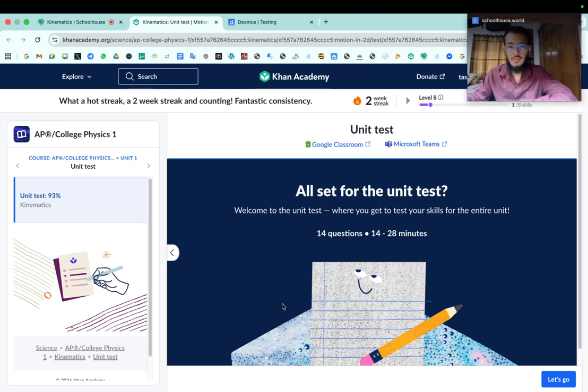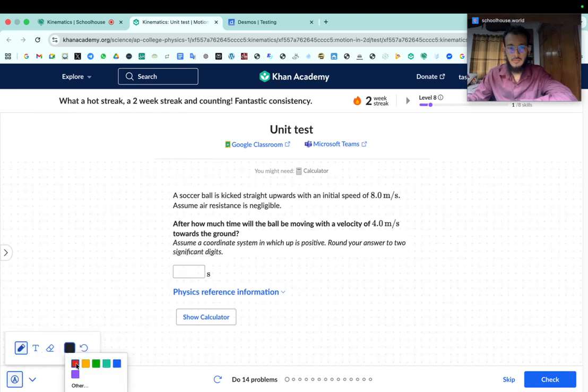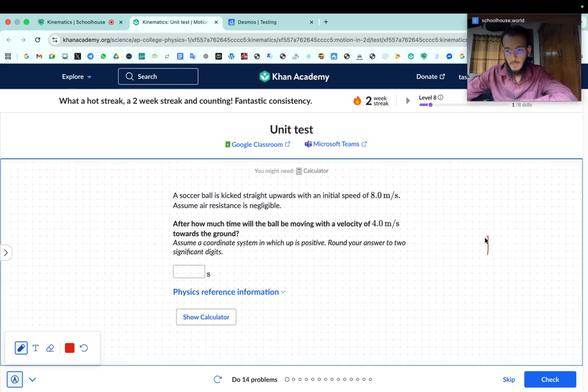Alright, let's get started with our unit test for kinematics under the course physics. Let's go. Alright, so the first question says a soccer ball is kicked straight upwards with initial speed of 8 meters per second.